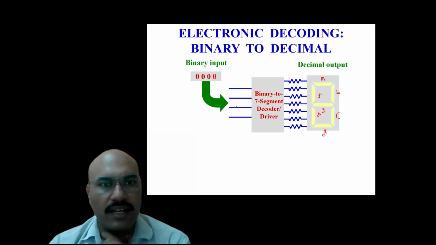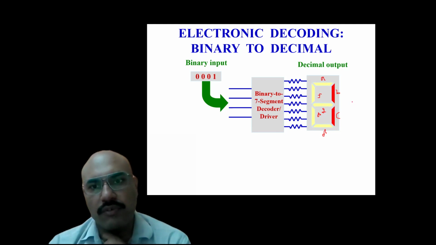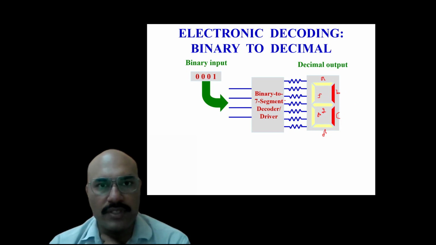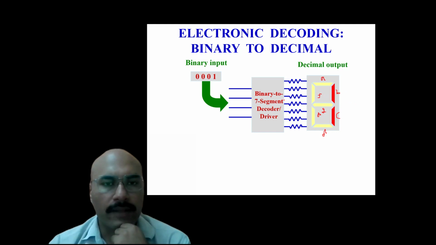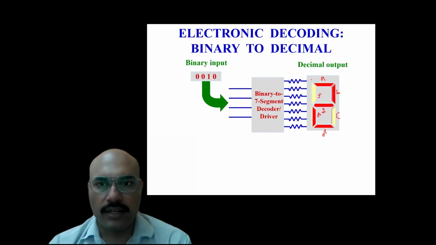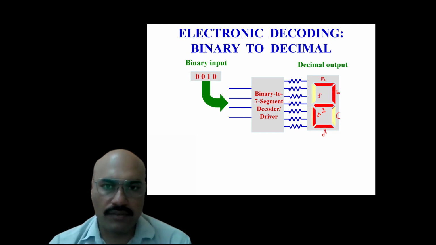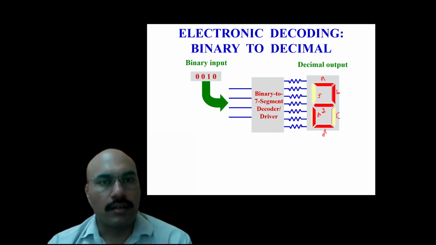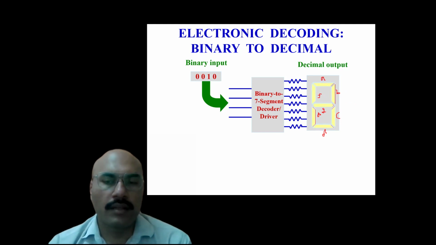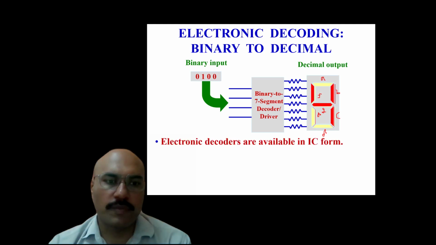Suppose I want to display another number, that is 1. What I should do is glow only the B and C LEDs, and the rest of the LEDs will be at 0 voltage, so they won't be glowing, and the resultant will be number 1. Suppose I want to display 2, so what can I do? I can glow A, B, G, E, and D LEDs, and the rest of the LEDs, F and C, will be turned off. Similarly, you can display any number you want. You can display 3, you can display 4, or whatever number you want.